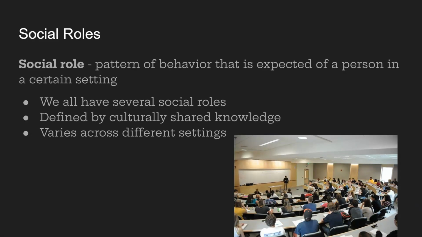Second section is self-presentation. A social role is a pattern of behavior that is expected of a person in a certain setting. We all have several social roles, and they are defined by culturally shared knowledge. They're not written down or anything, but we all just know the roles. And they vary across different settings. One of our social roles is a student.